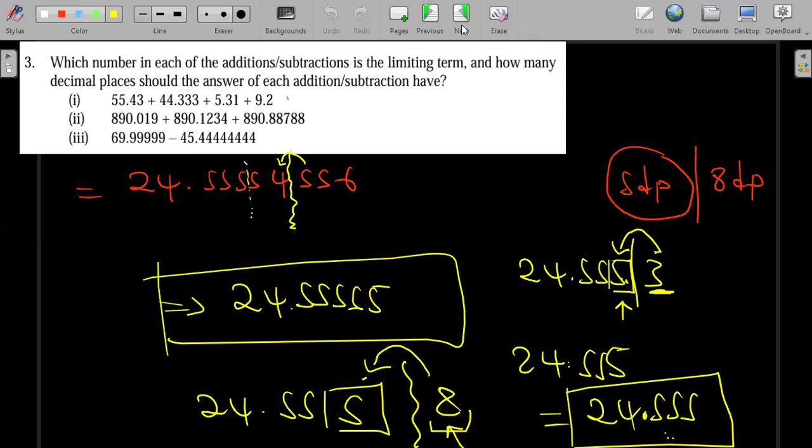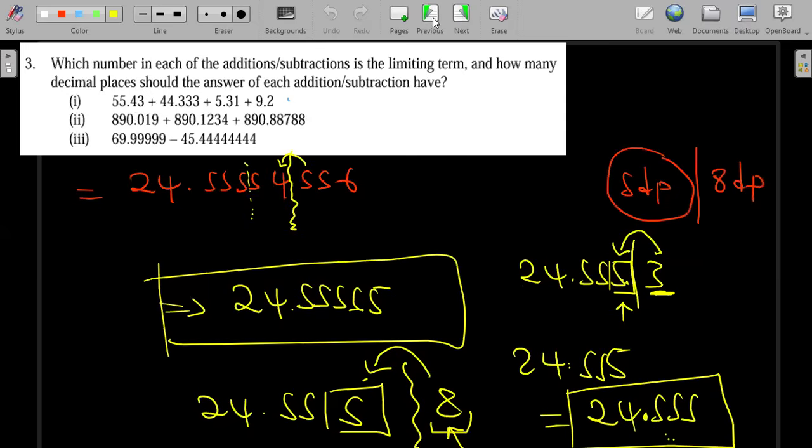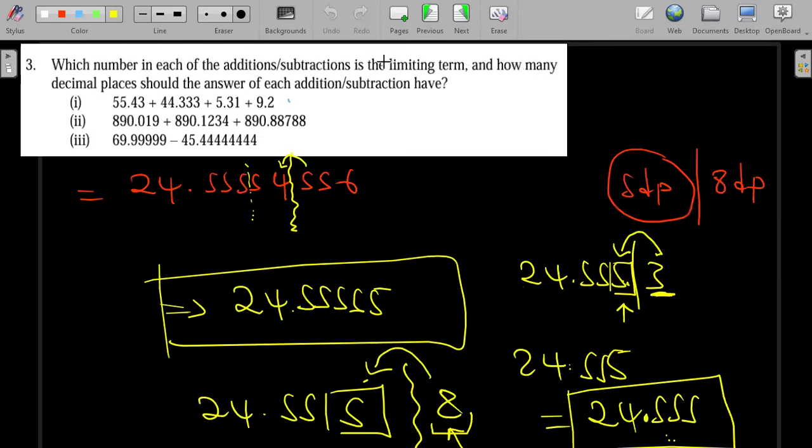Oh, okay. So on question 4, they're asking which number in each multiplication or division problem is the limiting term, and how many significant figures the answer should have. There we were just adding. I didn't see this part before. The limiting term is simply the number that has the fewer decimal places. So on number 1 the limiting term is this one, here it is that one, and here it is that one.